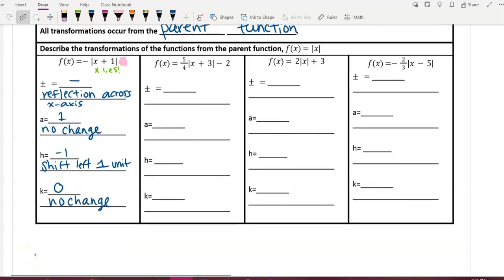All right, and then at the bottom, we didn't put the vertex on here, but I want us to identify the vertex. Remember, the vertex is always h, comma, k. So what is our h value here? We said h is -1, and our k value is 0, right here.